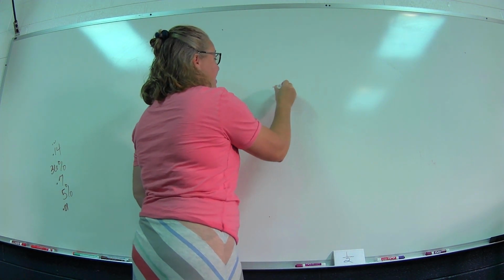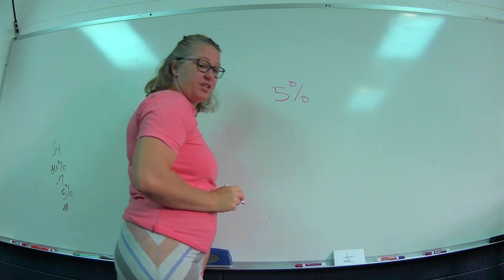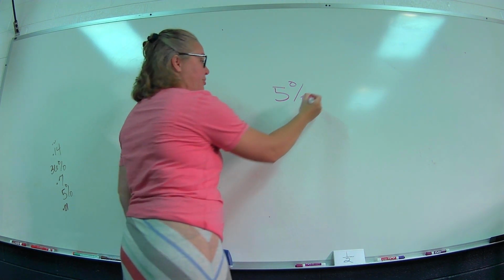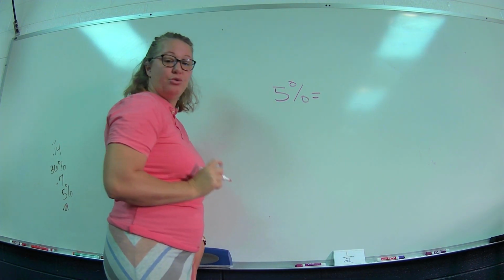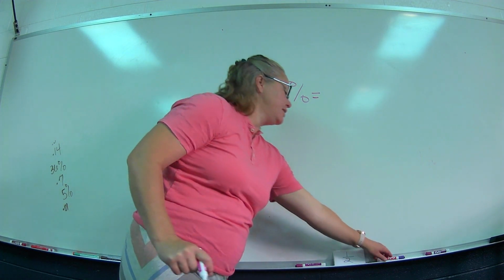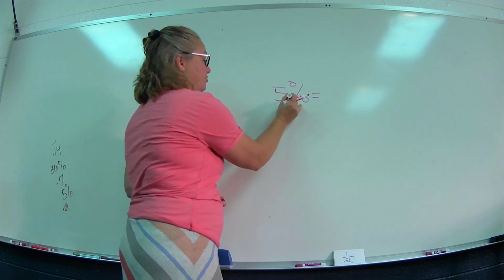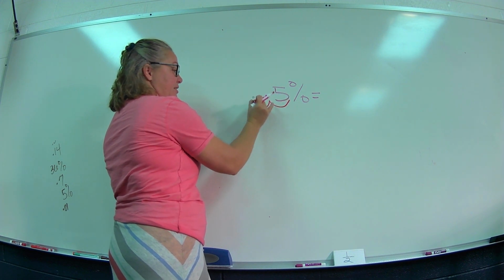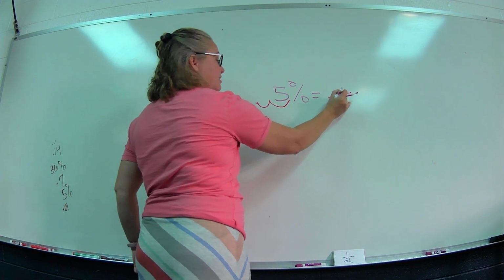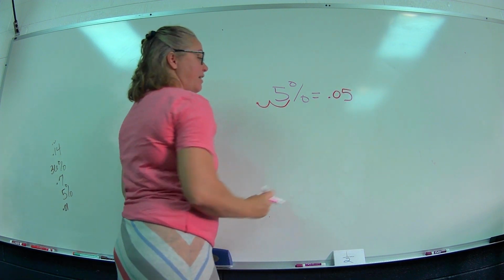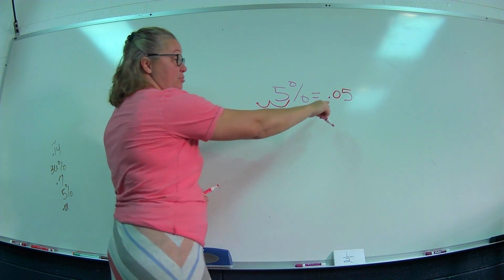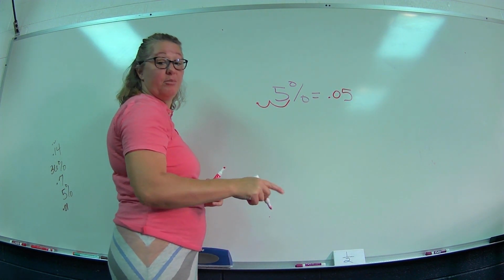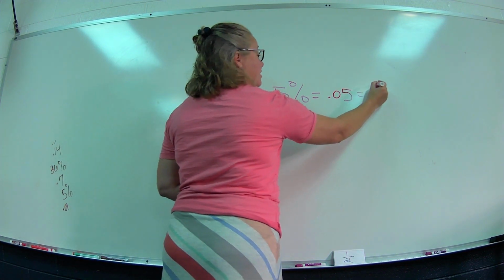I have 5%. Now, I want you to put this into decimal. All right, so your whole number, move it 2 places to the left. 1, 2. So it's 0.05. Now take 0.05 and put it in fraction.